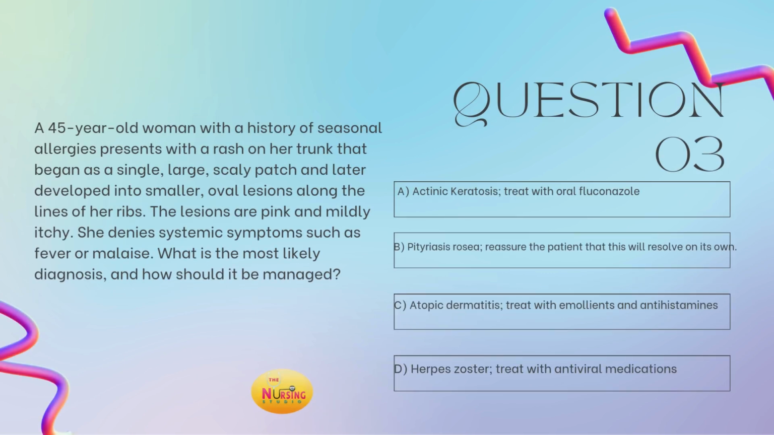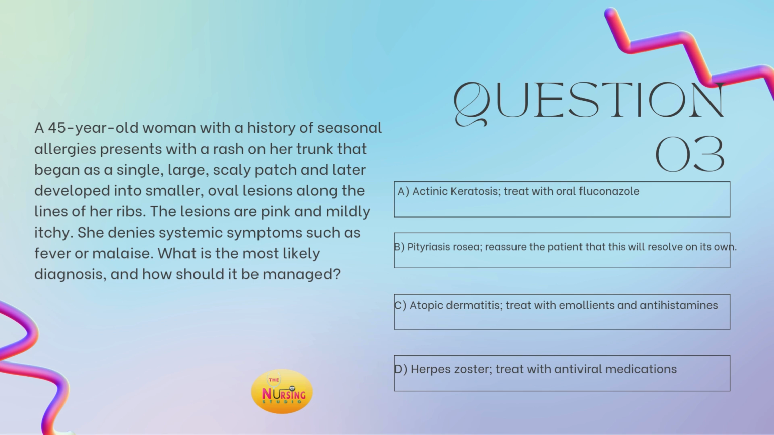All right. Lastly, question number 3. A 45-year-old woman with a history of seasonal allergies presents with a rash on her trunk that began as a single large scaly patch and later developed into smaller oval lesions along the lines of her ribs. The lesions are pink and mildly itchy. She denies systemic symptoms such as fever or malaise. What is the most likely diagnosis and how should it be managed?